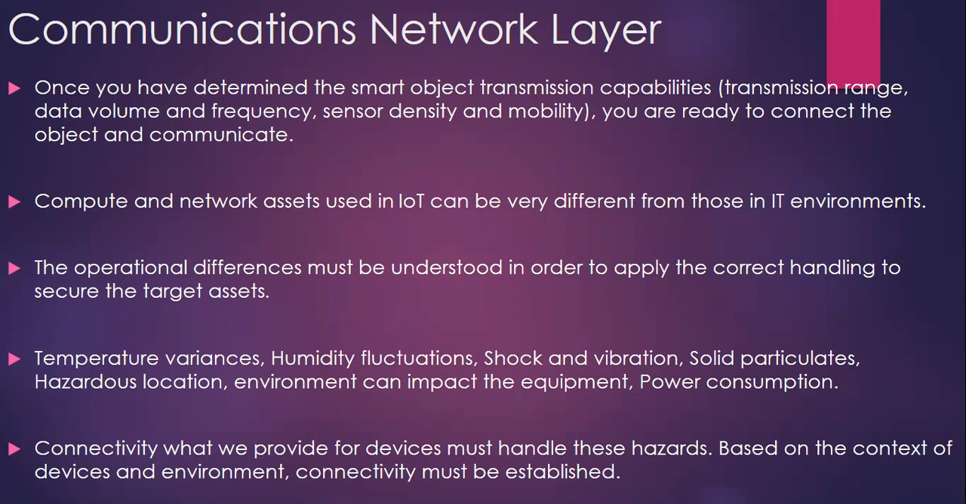I want to tell you one thing: this is the layer that generates the network for connectivity. We have a smart device, we have application software, and between them we need to provide connectivity. For that, we need to establish a communication network. Once you have determined the smart object transmission capabilities, like transmission range, data volume and frequency, sensor density and mobility, you are ready to connect the object and communicate.